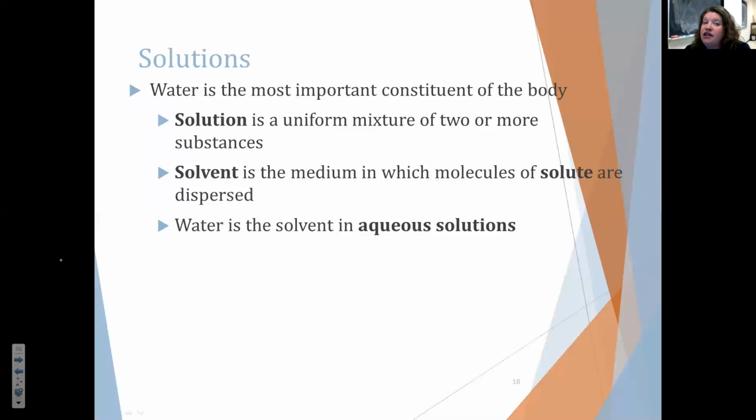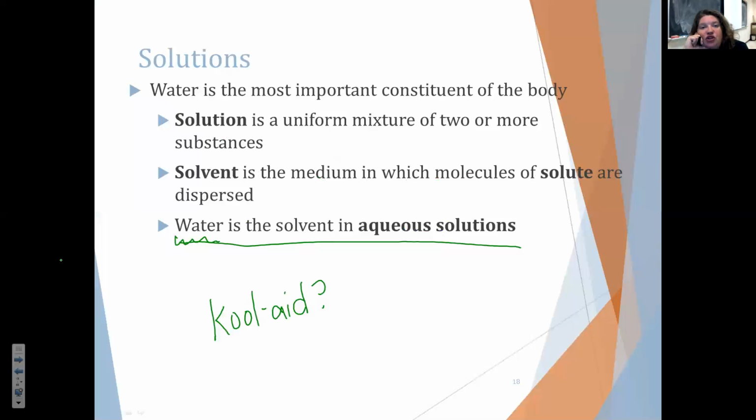In the human body, water is an extremely important constituent. And so a number of our solutions in the body are what we call aqueous solutions. They use water as the solvent. So a lot of times when I teach terminology related to solutions, I'll ask students in my face-to-face class, how do you make Kool-Aid? Somebody tell me how you make Kool-Aid. And usually somebody comes up with, well, you open the packet and you dump it in the pitcher, you add some sugar, and you add some water.